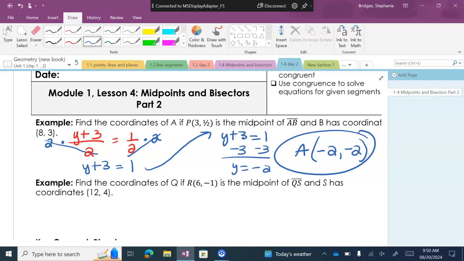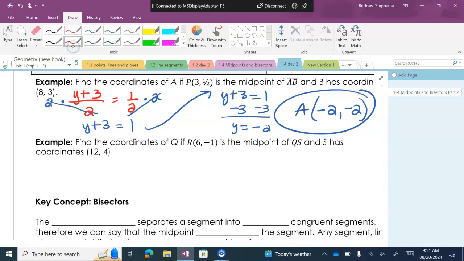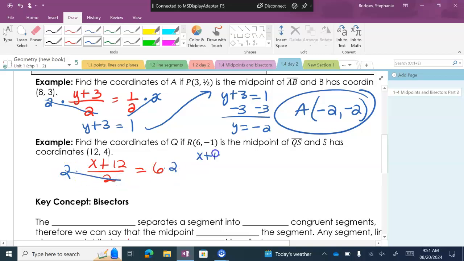What's the X for my Q? Well, before I find it, how do I set it up? X plus the X for my S, which is 12, divided by 2 is going to equal the X for my midpoint, which is 6. Okay, same thing. We're going to multiply by 2. So that's going to give me X plus 12 equals 12. And then if I solve for X, what is X going to end up being for the endpoint? 0. Okay, so for Q, my X value is going to be 0.